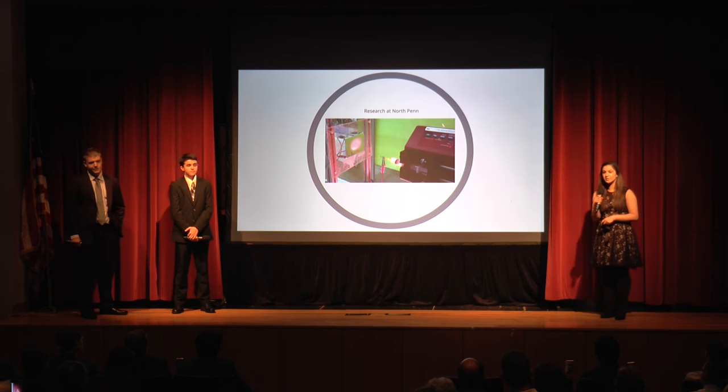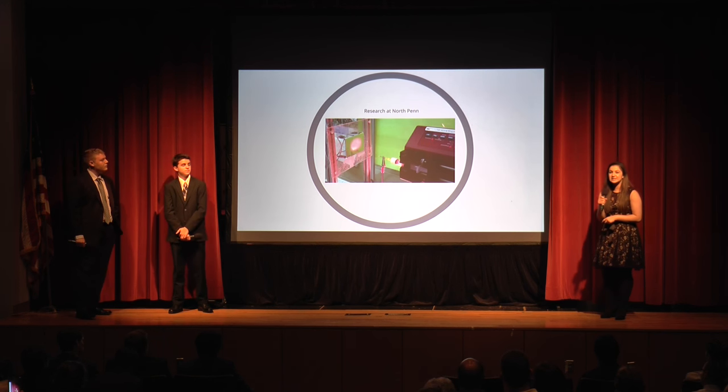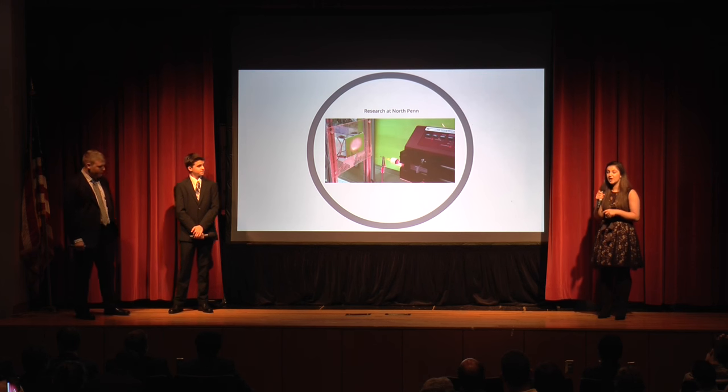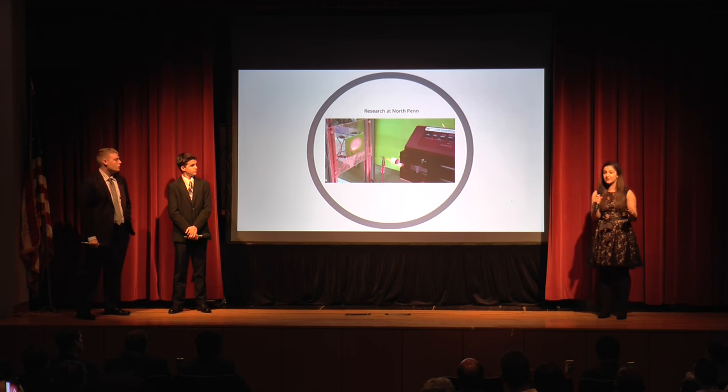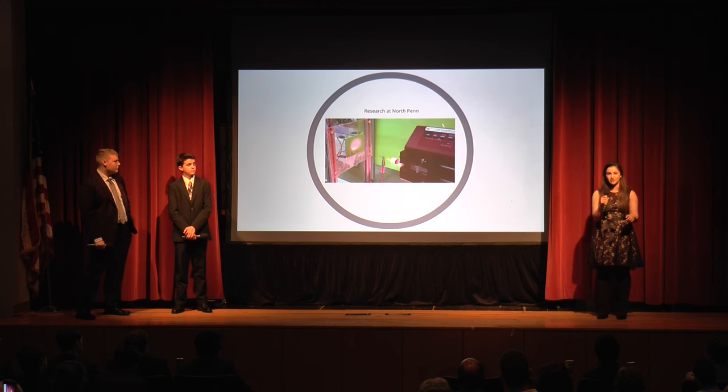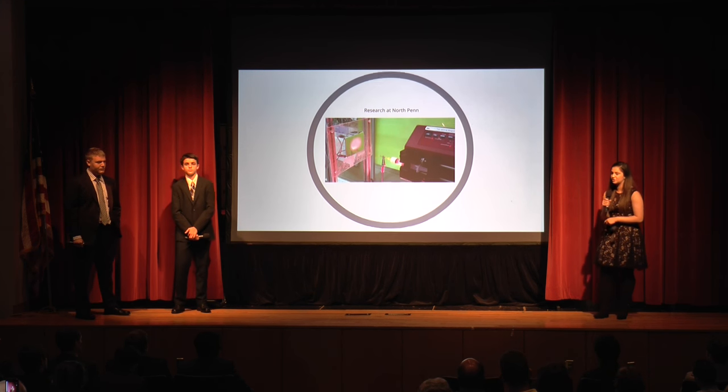So here at North Penn, we make use of electrospinning. Electrospinning is the process of passing a high voltage through a syringe filled with liquid polymer, and that polymer jets out and creates a fabric that ends up on a ground-connected plate. The reason we electrospin is because it's very precise and the mass-to-strength ratio of nanofibers is very good.